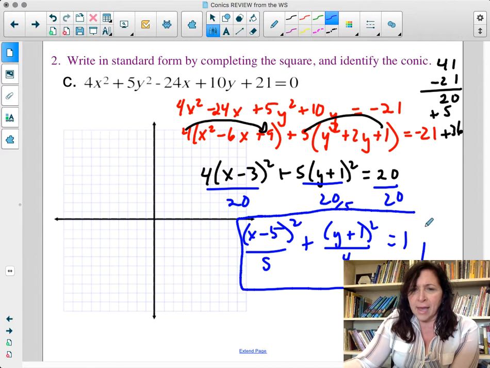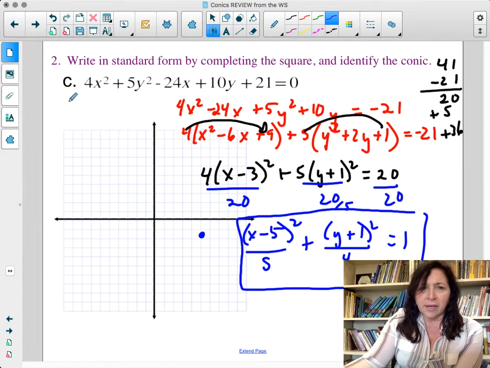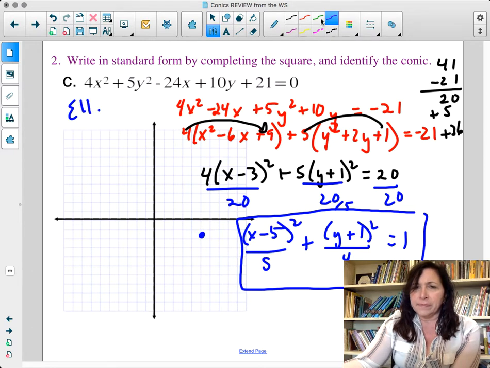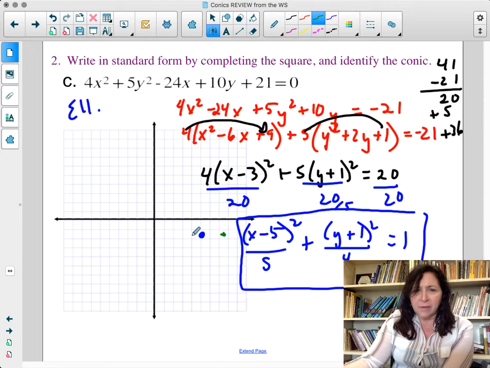Okay. And my center is at 3, negative 1. Remember, it is an ellipse. In the x direction, I go the square root of 5. In the y direction, I go the square root of 4, which is 2. And I'm just going to connect my dots. There we go.